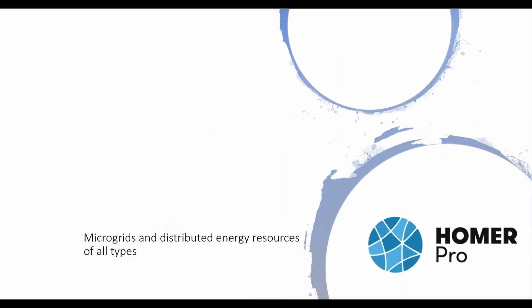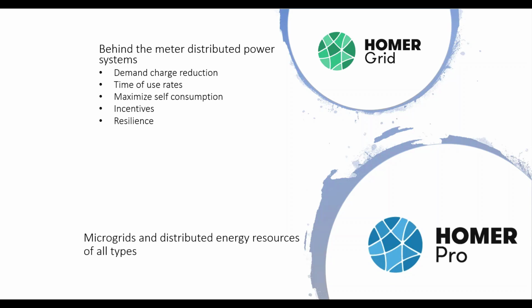So we now have 2 versions of HOMER available. HOMER Pro is our original product and remains our flagship, with broad applications for microgrids in many markets. Today, we're focusing on our newest product, HOMER Grid, released not quite 1 year ago. HOMER Grid was designed explicitly for behind-the-meter systems in grid-connected markets, where demand charge reduction, time of use rates, self-consumption, incentives, resiliency, or some combination of these are what matters most.